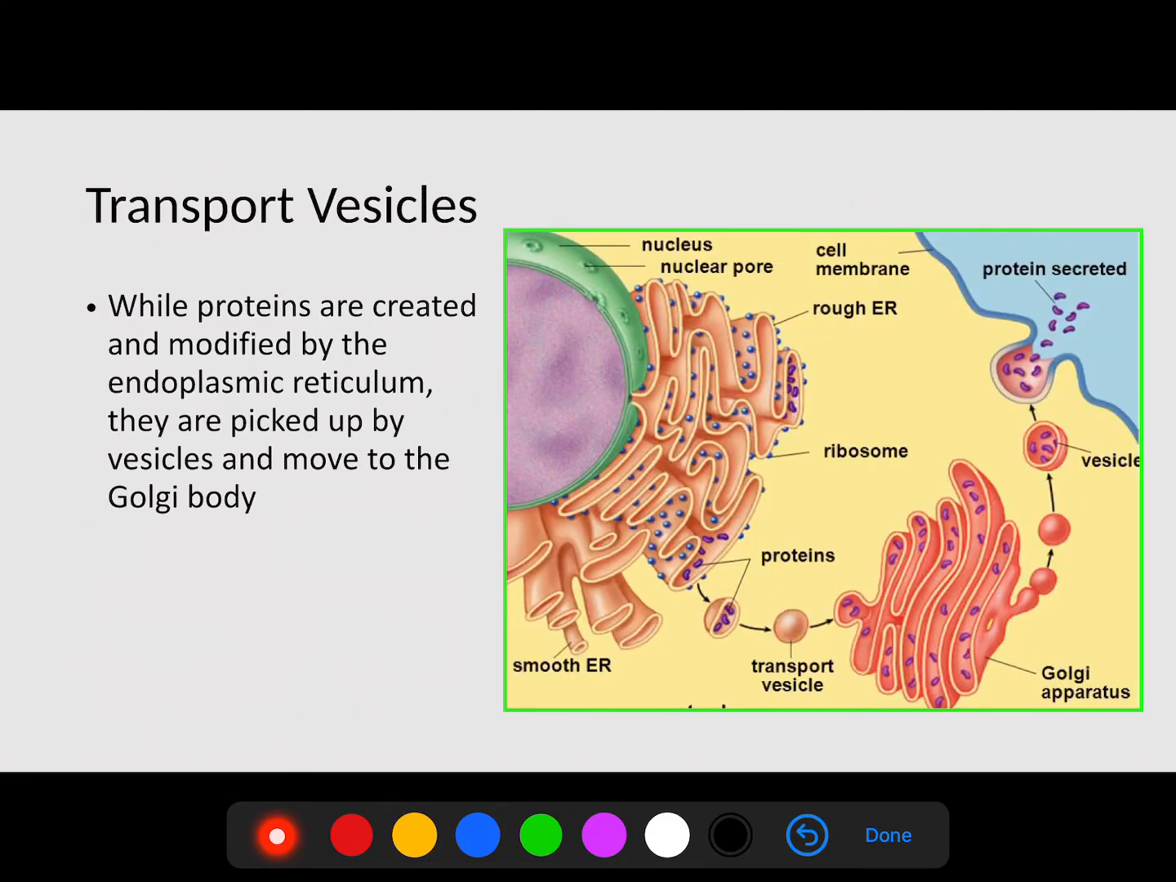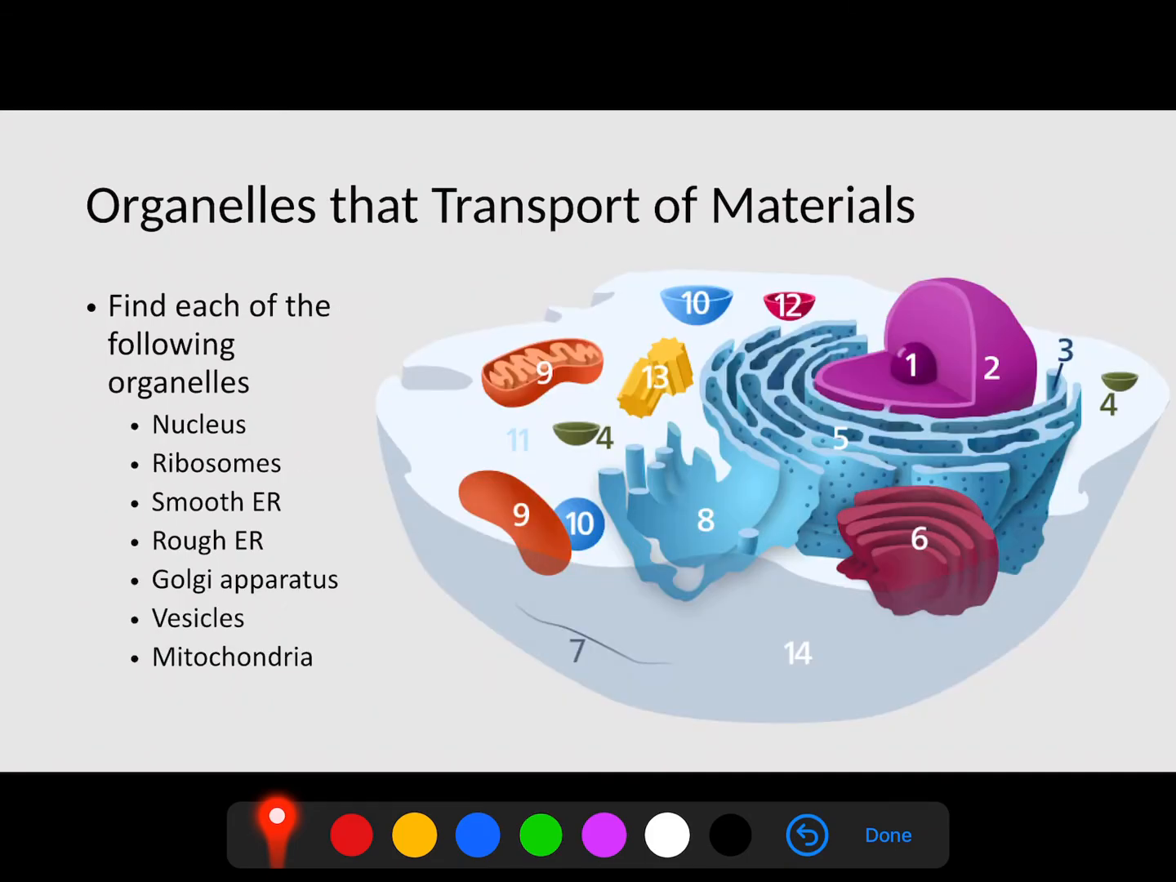So transport vesicles are really important because while proteins are created and modified by the endoplasmic reticulum, they are picked up by the vesicles and moved to the Golgi apparatus where they can be modified and refined a little bit more so that they have the perfect shape for your body to use. Again, transport vesicles like this one right here and this one right here, moving and modifying those proteins.